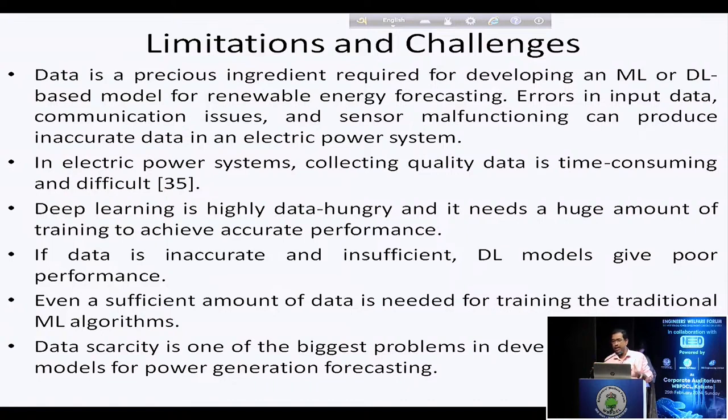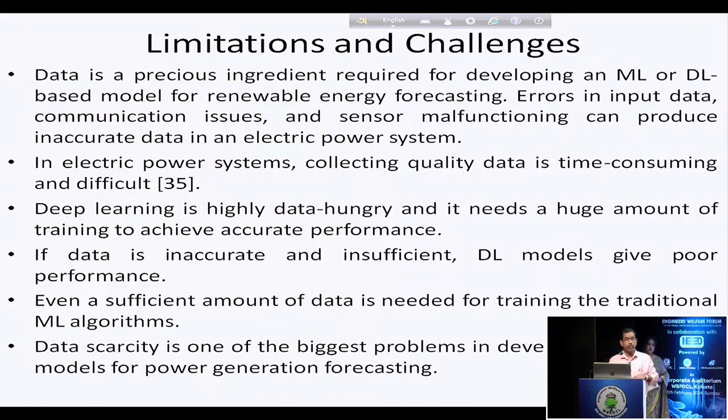Not only that, I have observed that there are different types of data exchange protocols. I'm not sure whether there is any data exchange protocol in India, and whether the government organizations are thinking about that, because this power data is very private data. So obviously data is a very big issue for developing machine learning models for any kind of power operation or power generation.